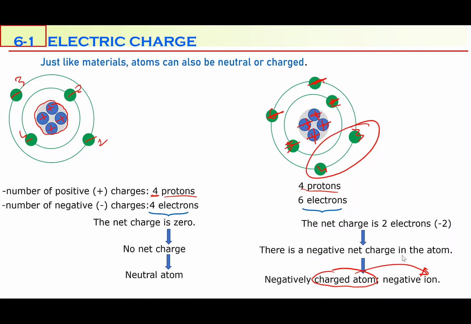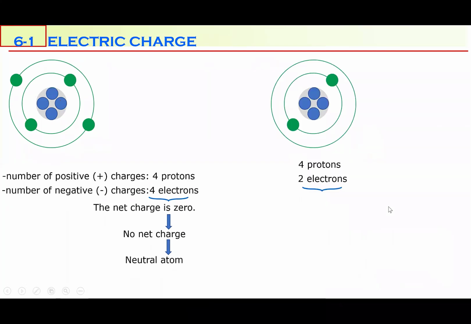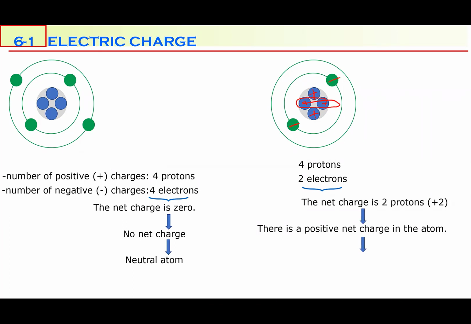We can charge an atom positively as well, but this time it's going to be different. Now look at the one on the right. Here I have 4 protons inside the nucleus of an atom, and I have 2 electrons revolving around the nucleus. So now, this positive is cancelled by this negative. This positive is cancelled by this negative. But now I have 2 additional positives. This time, 2 protons are giving net charge to this atom. Net charge of this atom is 2 protons, generally represented in chemistry as positive 2. So there is a positive net charge in this atom right now.